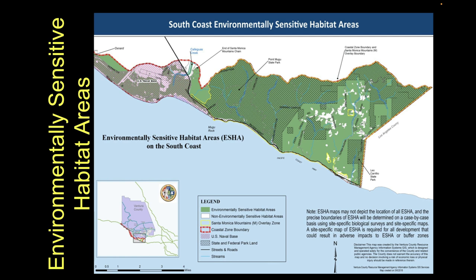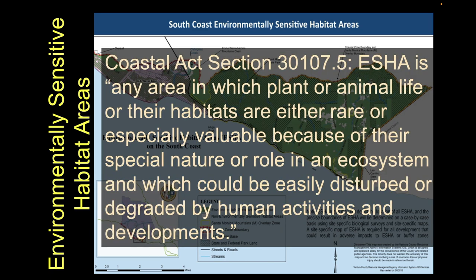And so that's what I'm showing you with this overlay here. And so ESHA, which is a type of geography, a type of area, is defined in the Coastal Act as an area in which plant or animal life or their habitats are either rare or especially valuable because of their special nature or role in an ecosystem, and which could be easily disturbed or degraded by human activities and development. So here we have a management geography that's enacted because we're worried about losing it or the implications for doing something in there to other things, for biodiversity, for economics, for something.